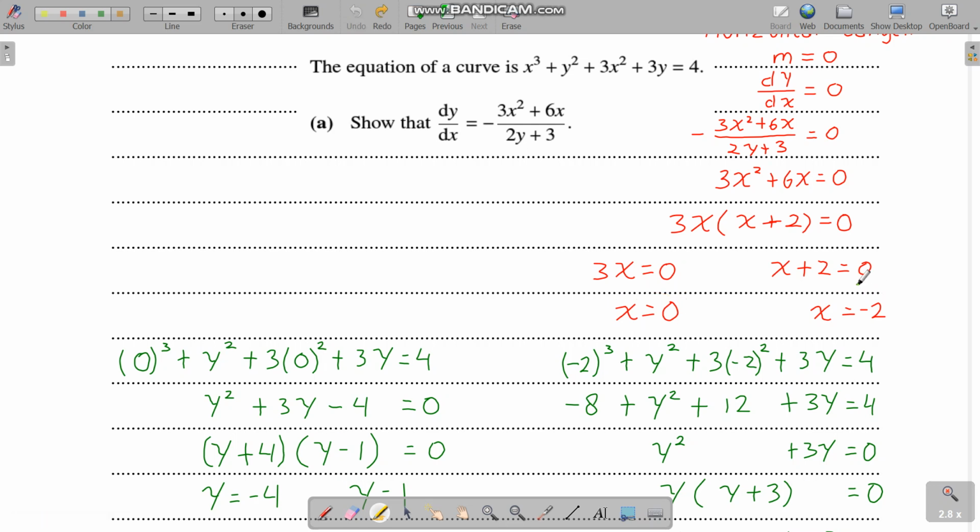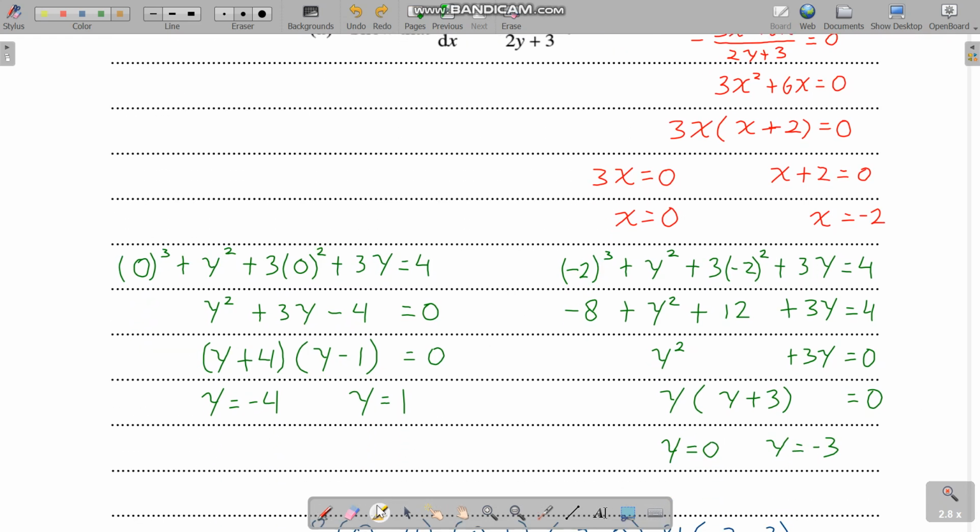When we plug in 0, we replace the x with 0. We have 0 cubed plus y squared plus 3 times 0 squared plus 3y equals 4. So this is 0, this is 0. We have a quadratic, and if we solve the quadratic by factoring, we get minus 4 and 1.